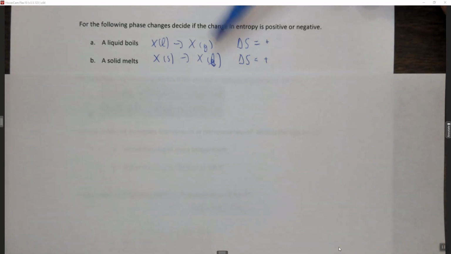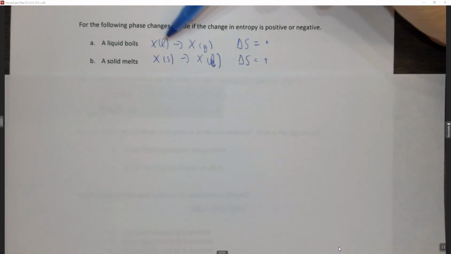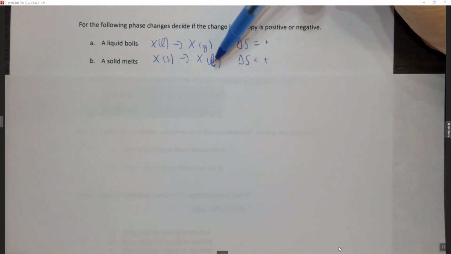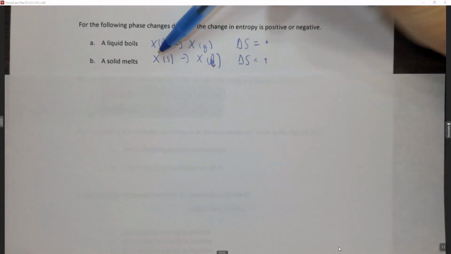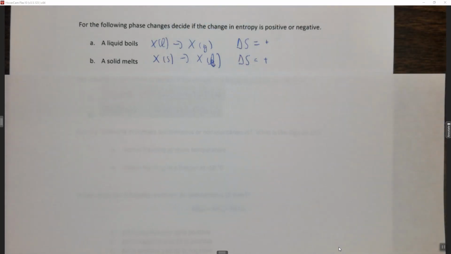Note that if you do either of the opposite cases, if you condense a gas, if you go from a gas to a liquid, delta S would be negative, or if you go from a liquid to a solid, you freeze something, delta S would again be negative.